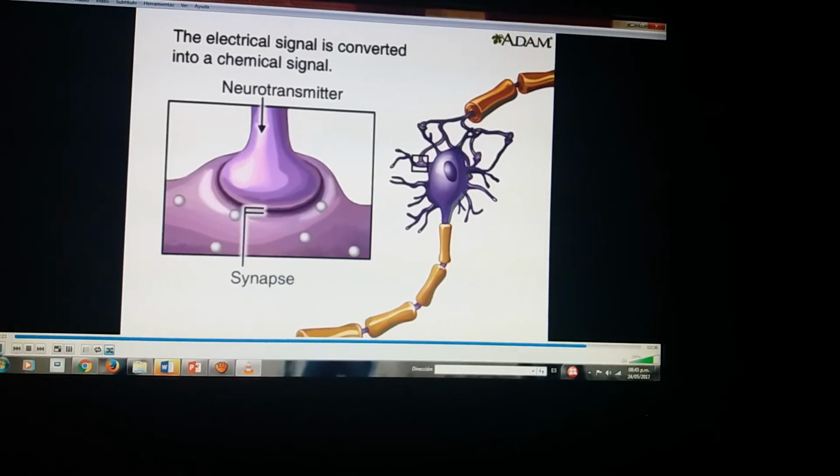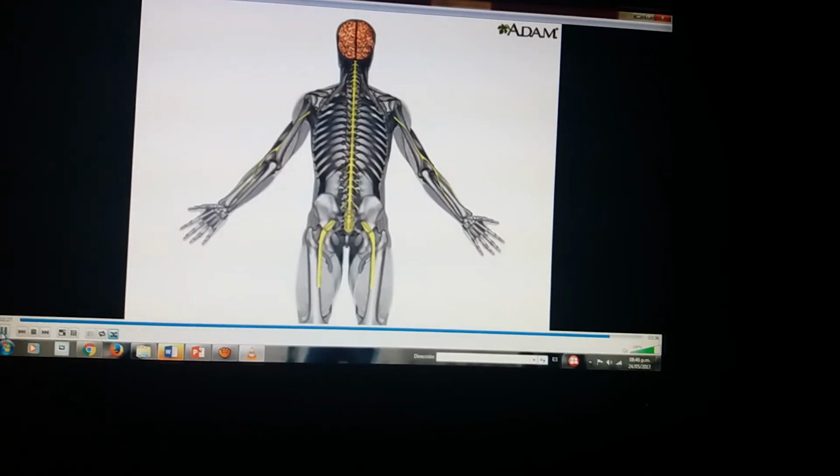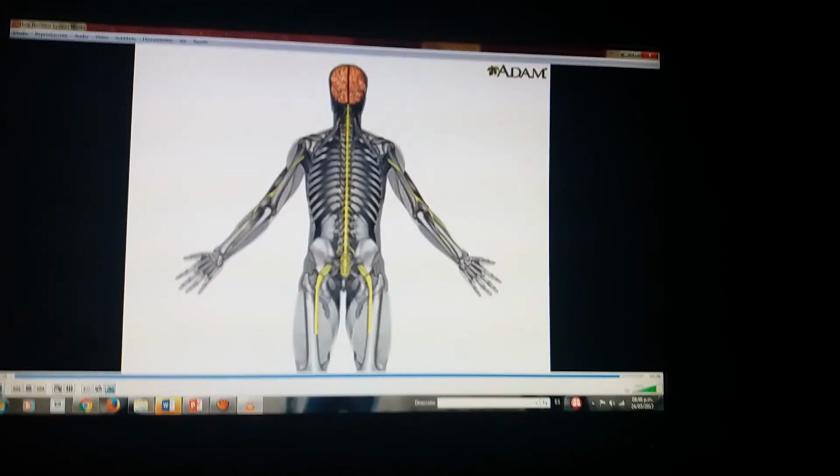Neurotransmitters allow the billions of neurons in the nervous system to communicate with one another. That's what makes the nervous system the body's master communicator.